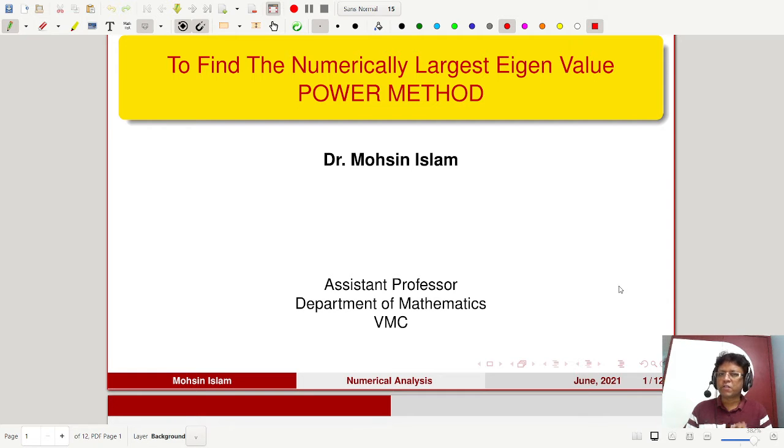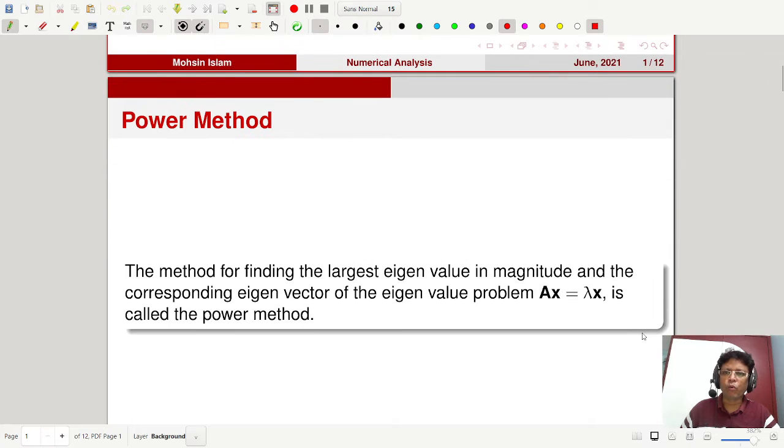Today we have a special lecture on finding the numerically largest eigenvalue. This is based on the eigenvalue problem, and basically we'll talk about the power method. So, finding the numerically largest eigenvalue by the power method. Now, what is the power method? Before that, we have to know what an eigenvalue problem is.